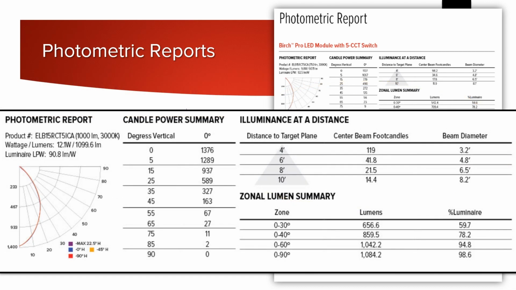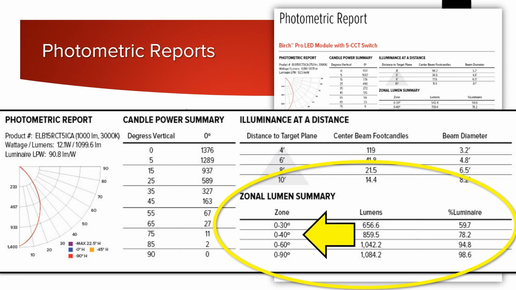The remaining section of this report is the zonal lumen summary. Here we find a more specific description for the beam spread. You can read that at 40 degrees wide, which is 20 degrees in all directions from the center, there are about 859 total lumens, representing about 80% of the total light produced.